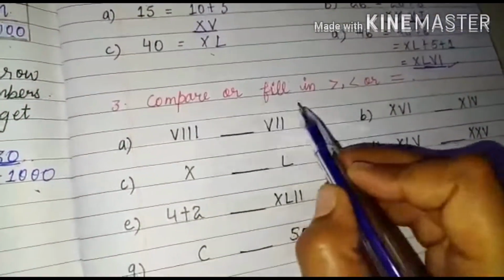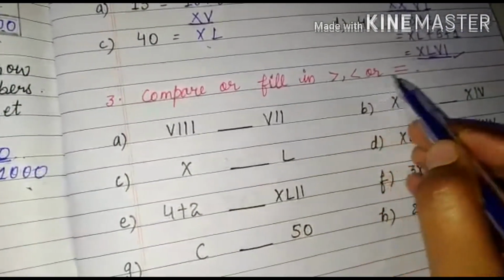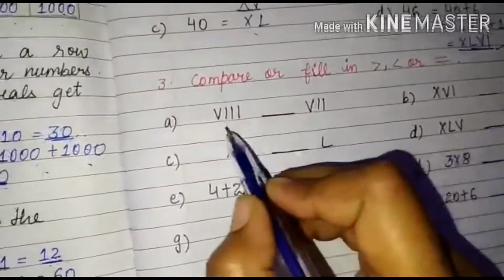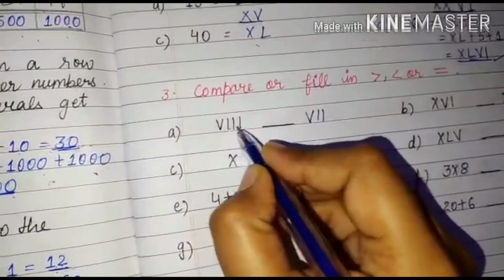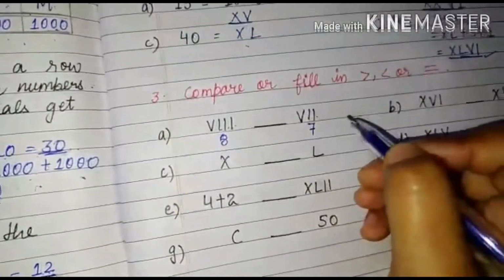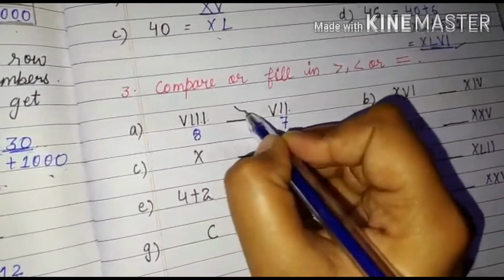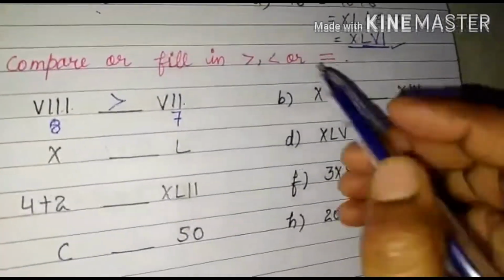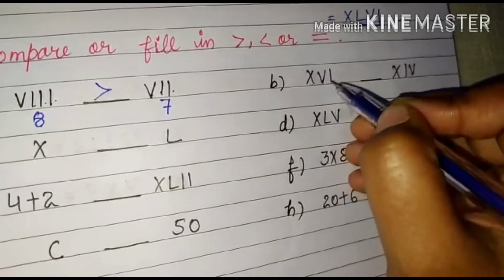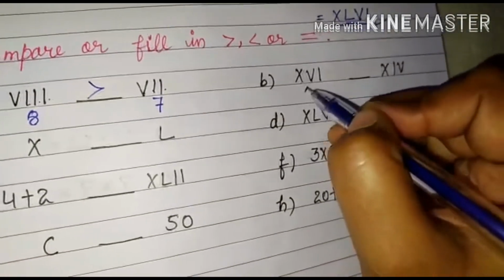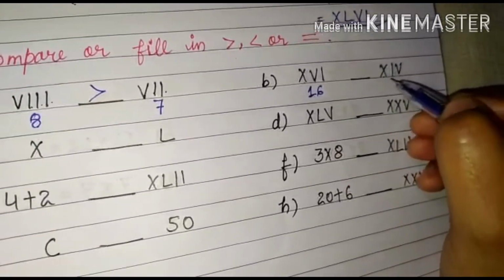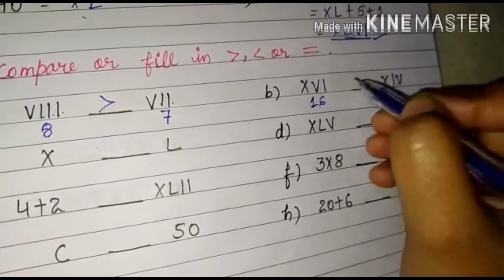Now compare, or fill in greater than, less than or equal to. You have to compare the numbers. This is 5, 6, 7, 8, so this is 8, and this is 5, 6, 7, so 7. Which will be greater? 8, so I'll put the greater than sign here. B part, XVI. X is 10, V is 5 and 1, so that is 16. This is what? 10 and IV is 4, so this is 14. Which will be greater? 16 will be greater.